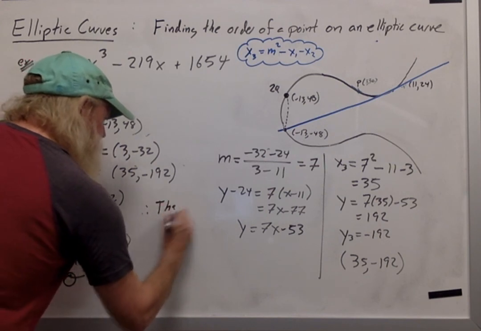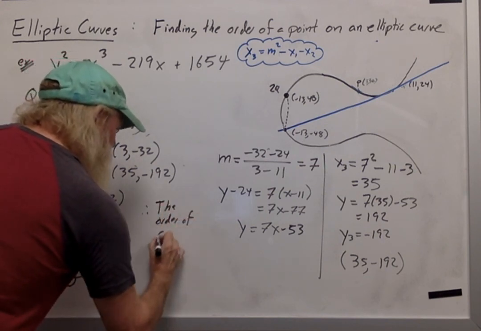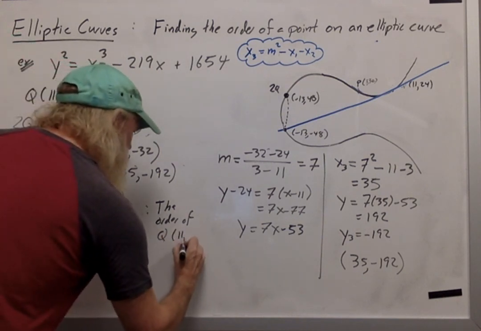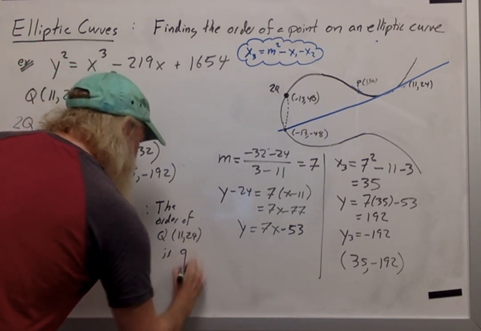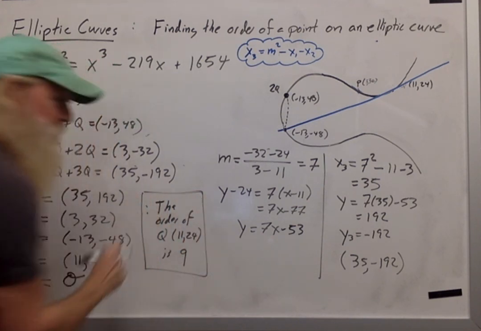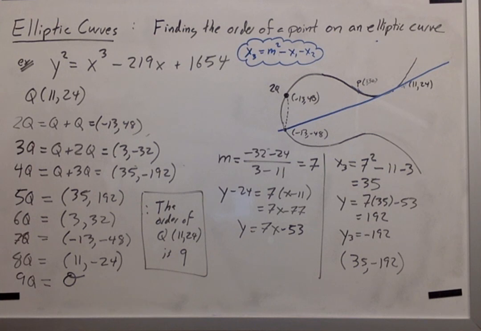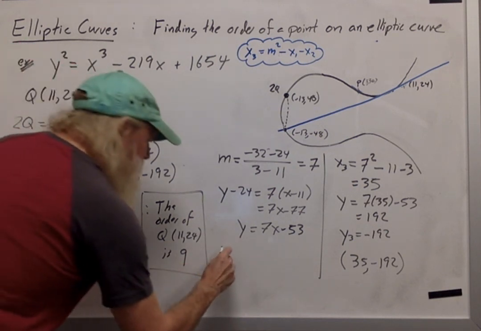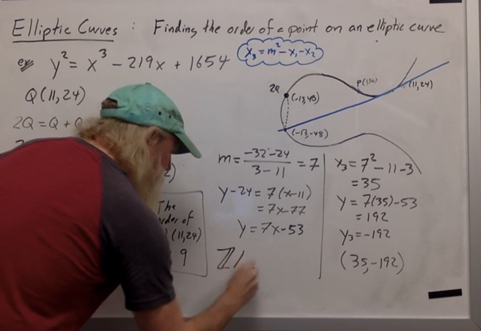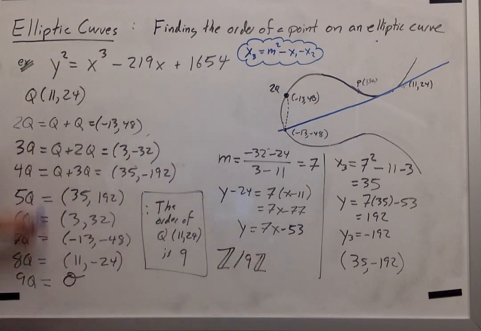Therefore, the order of the point (11, 24) is 9. Now, an interesting fact is that if you look at all the points of finite order on this curve, they're in this list. So if you look at all the points of finite order, they do form a group, and that group is isomorphic to Z9, and the point (11, 24) is a generator. We'll learn more about that when we study the Nagell-Lutz theorem.